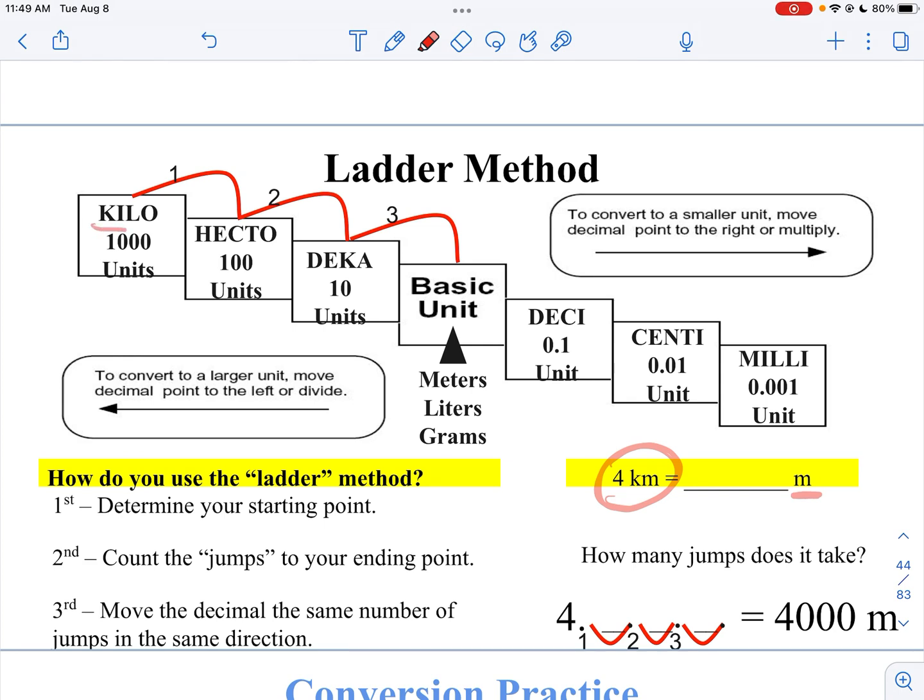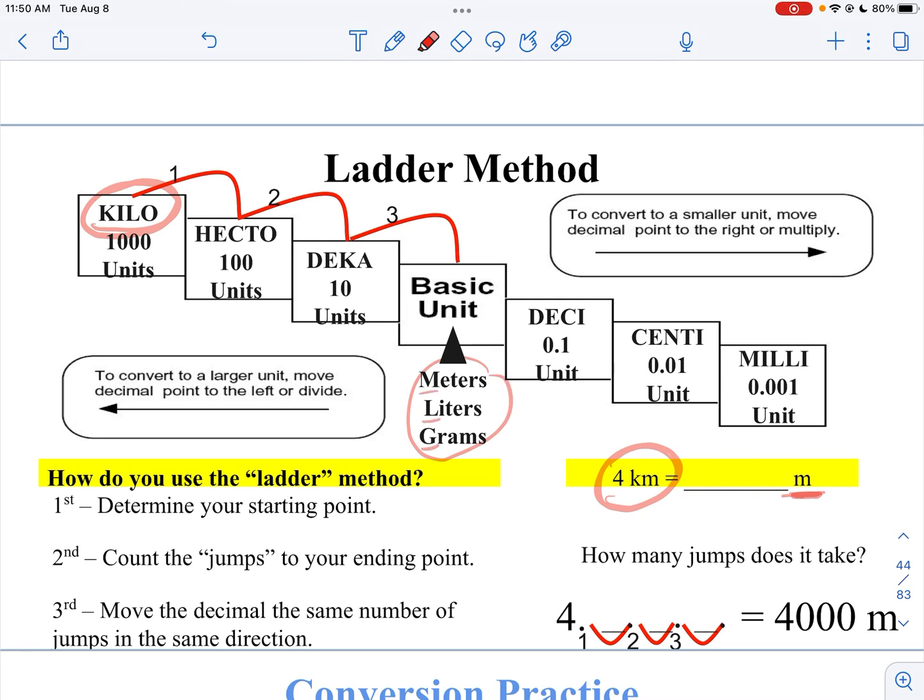So that means I'm going to start up here at kilo, and I want to convert to just my basic unit. Notice how this is just one letter, right? Little m does not mean milli, right? If I had a millimeter, it would have 2 m's. If you say it out loud, think about how many times you're saying the letter. So if it's just one letter, it's going to be here.